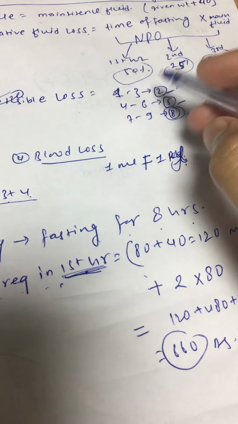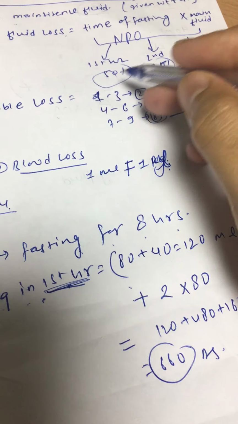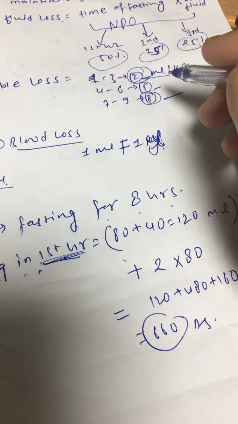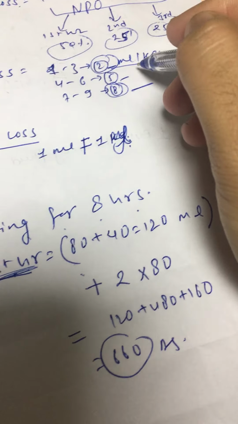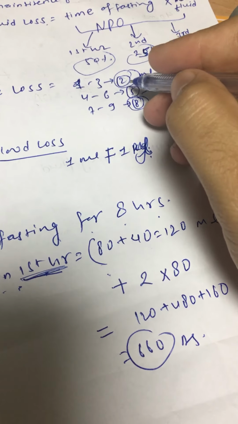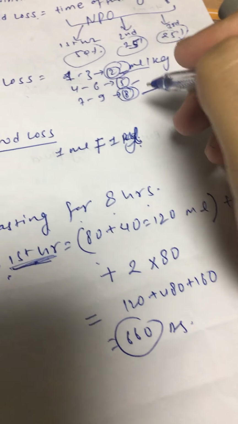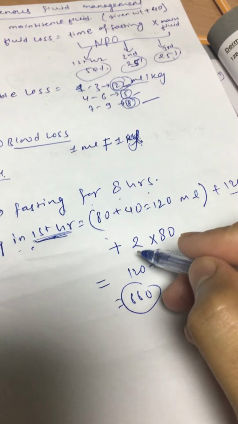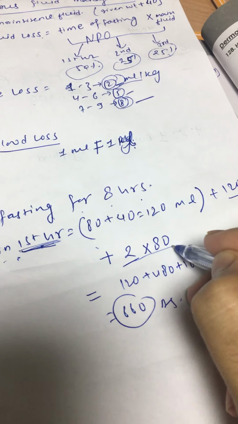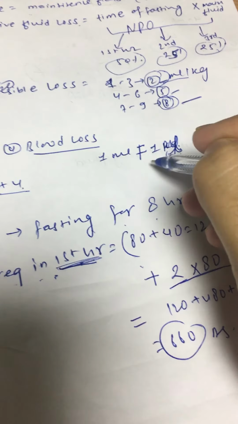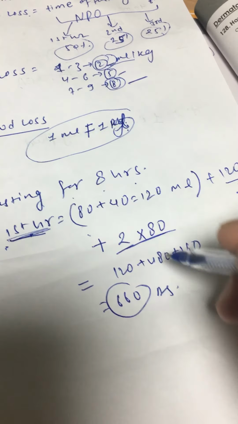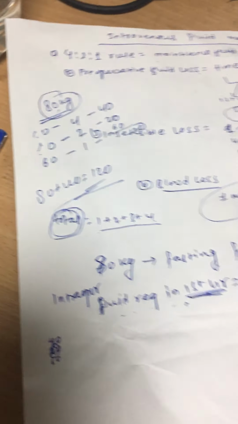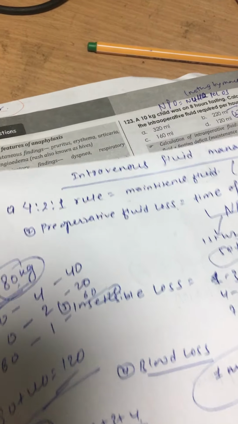If the question has not given you any severity of operation, then we will take the minimum, we will take 2. If the question gives you the severity of surgery, then we will take 5 or 8 according to the condition. But if they have not given anything, we will take 2. So we take 2 ml and multiply by kg. And blood loss, the question has not given any, so we will not add anything. So the answer will be 660.